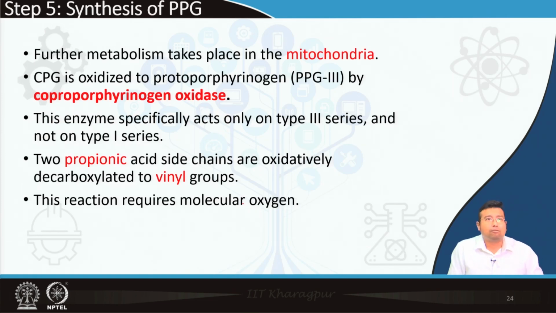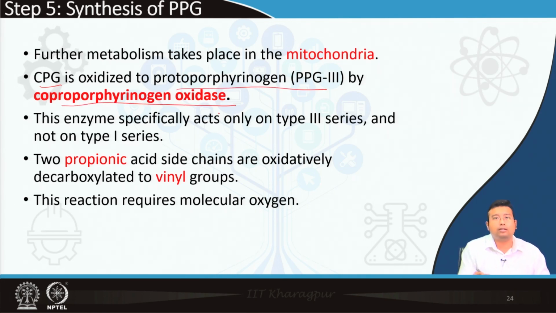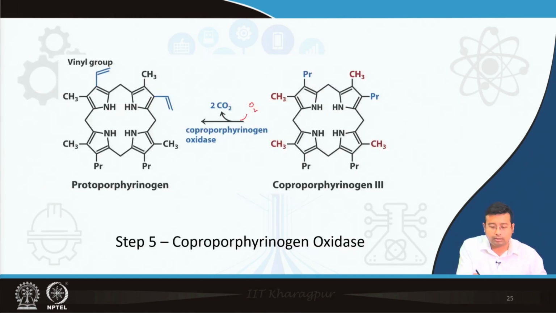In the next reaction, what happens? Further metabolism takes place in the mitochondria. So from here we will go into the mitochondria. Coproporphyrinogen is oxidized to protoporphyrinogen 3 by the action of coproporphyrinogen oxidase. This enzyme specifically acts on the type 3 series and not on type 1. The 2 propionic acid side chains are oxidatively decarboxylated to vinyl groups. This reaction also requires molecular oxygen. So oxygen is coming and CO2 is produced, and protoporphyrinogen is formed from coproporphyrinogen via the action of coproporphyrinogen oxidase.